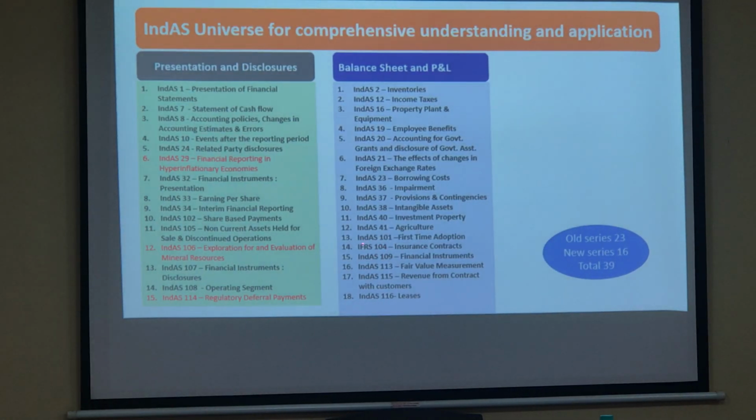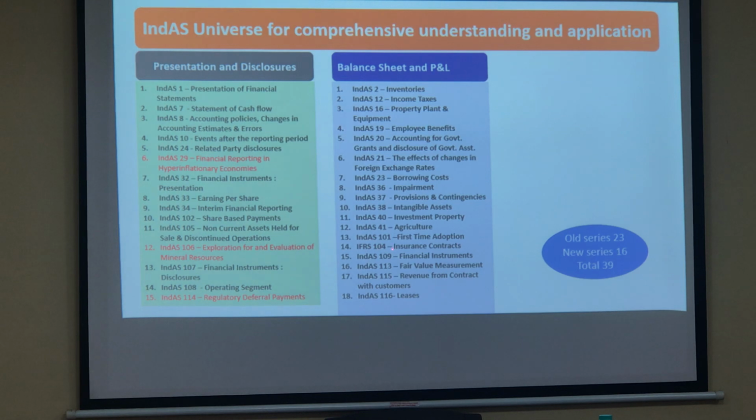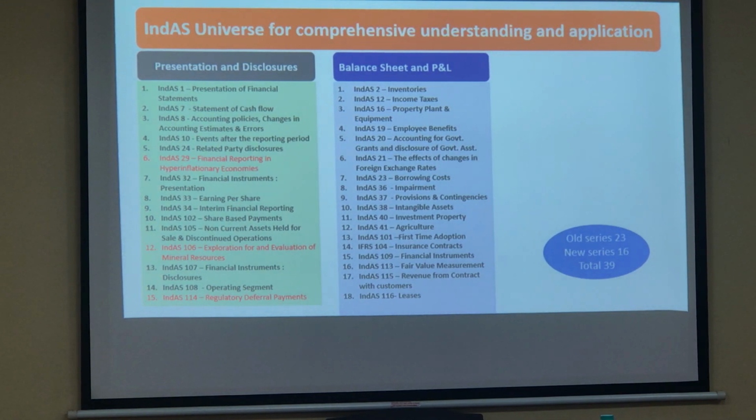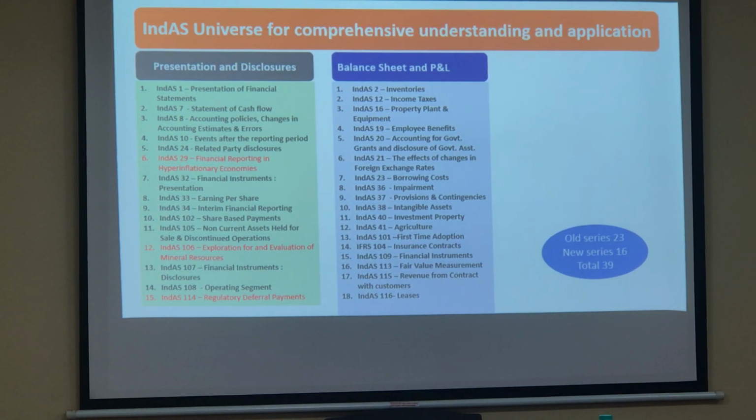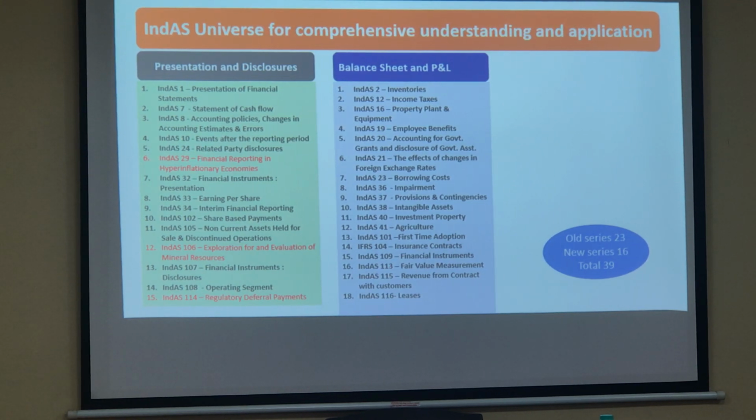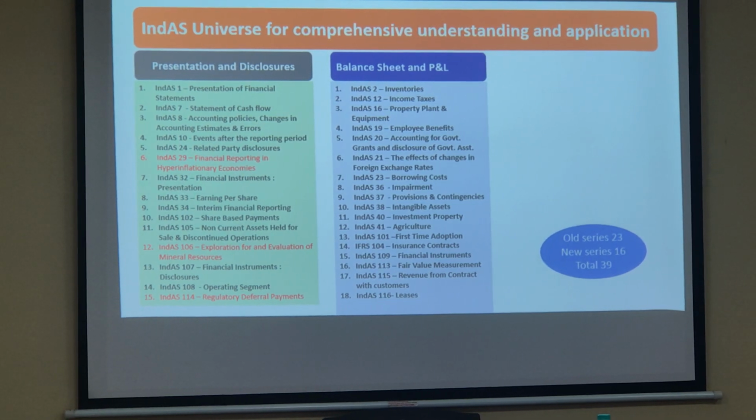Ind AS 104, IFRS 104, is about insurance contracts. Ind AS 109 is about financial instruments, and then Ind AS 113, which is on fair value measurement. Ind AS 113 is something that all of us must be totally aware of, right? So how would you define what is fair value? What is fair value and how to calculate fair value, how to determine fair value of an asset?